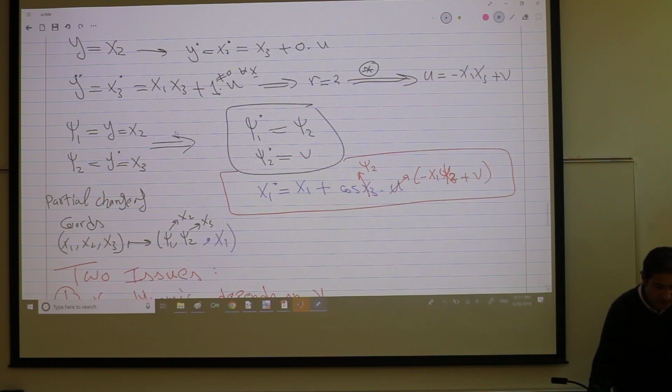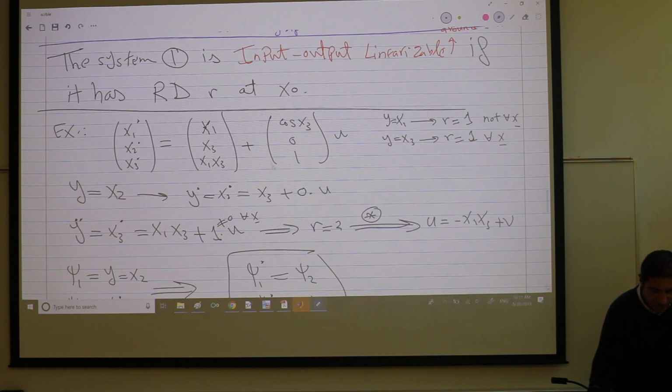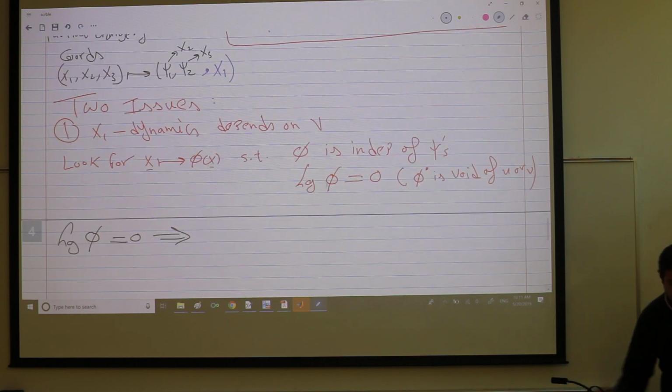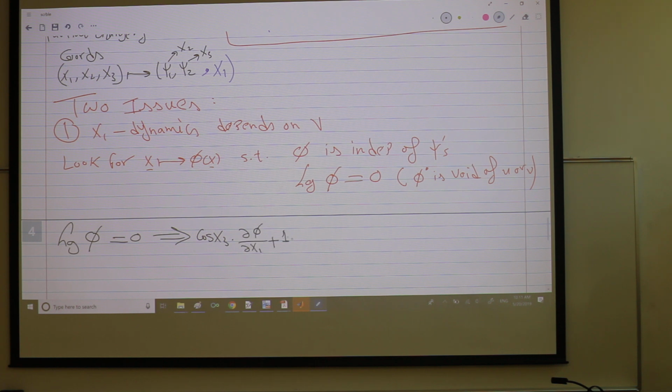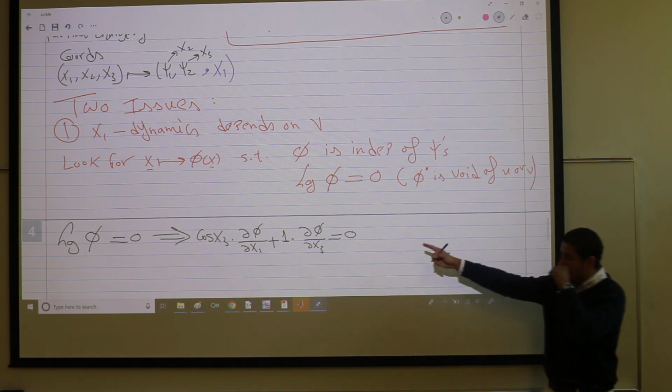Please pay attention here. So this is your g, right? So let's do the Lg phi. What's the Lg phi? So the partial phi, partial all the x's dotted with this guy. So cosine x3 partial phi partial x1 plus 1 times partial phi partial x3. This is 0. Okay? What is an obvious solution for phi here?